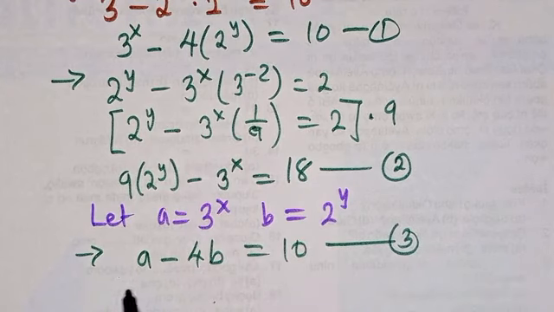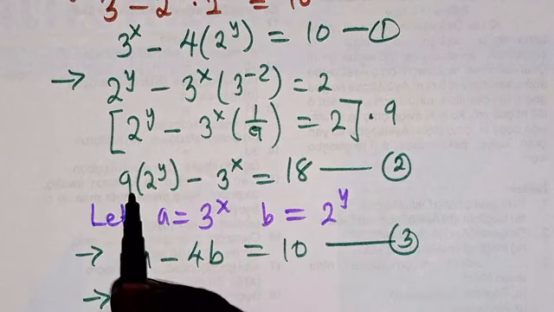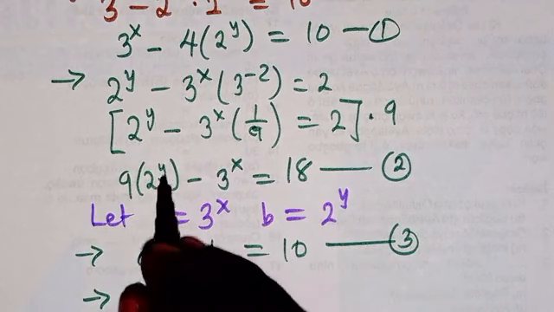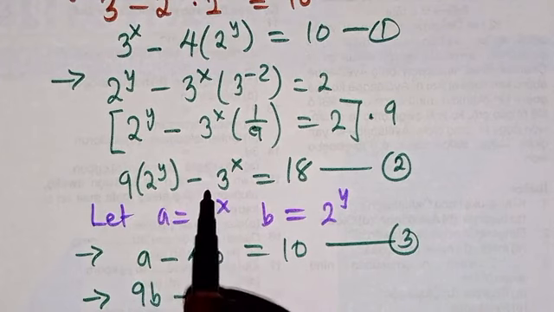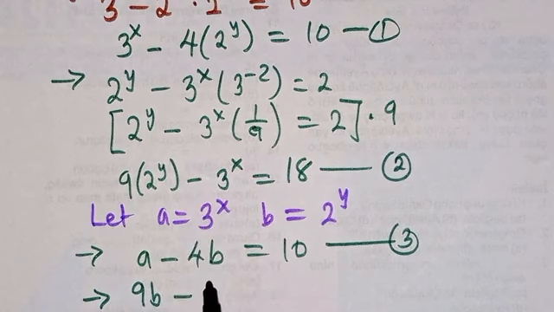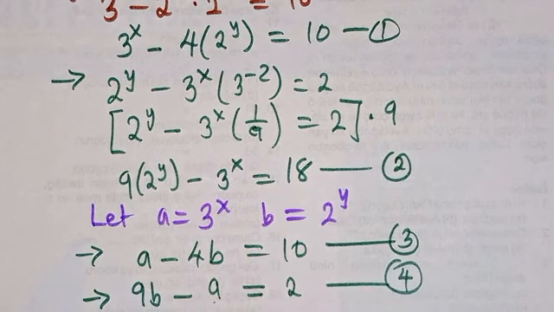Now let me bring down equation 2 here. We have 9 times 2 to power y, which is 9b, minus 3 to power x, which is a, equals 18. This will be equation 4.